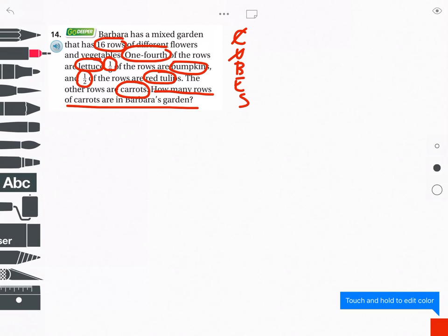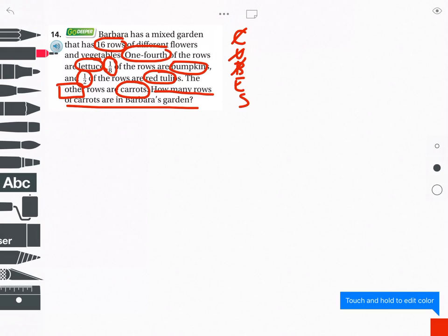Barbara has a mixed garden. It has 16 rows of different flowers. 1/4 of the rows are lettuce. 1/8 of the rows are pumpkins. 1/2 of the rows are red tulips. I'll make this a little bit bigger to see. Okay, and then the other rows are carrots. So I'm going to box in "other" because that's going to tell me that I need to do something to figure out how many carrots there are. So that's going to be my keyword that I'm going to look at.